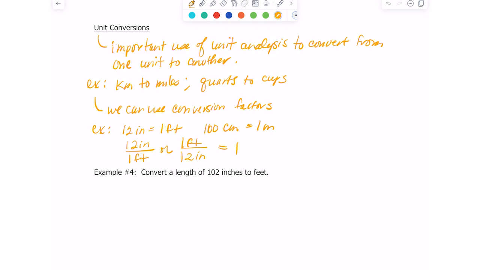So if I wanted to convert a length of 102 inches to feet, well, I know that there's 12 inches in a foot. But in order to cancel out the inches, I need to put the inches part on the bottom so that these will cross out, and then 1 foot up top. And now you're left with the units that you need in the end, which is feet. So we're just going to multiply straight across, 102 times 1, and then divide it by 12, and my answer is in feet. When I divide 102 by 12, I get 8.5. So 102 inches is 8.5 feet.